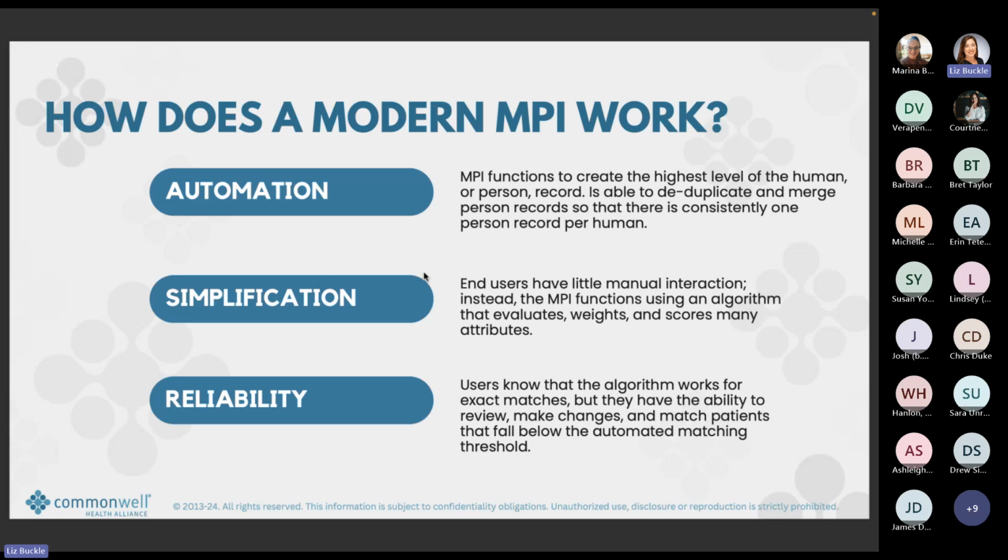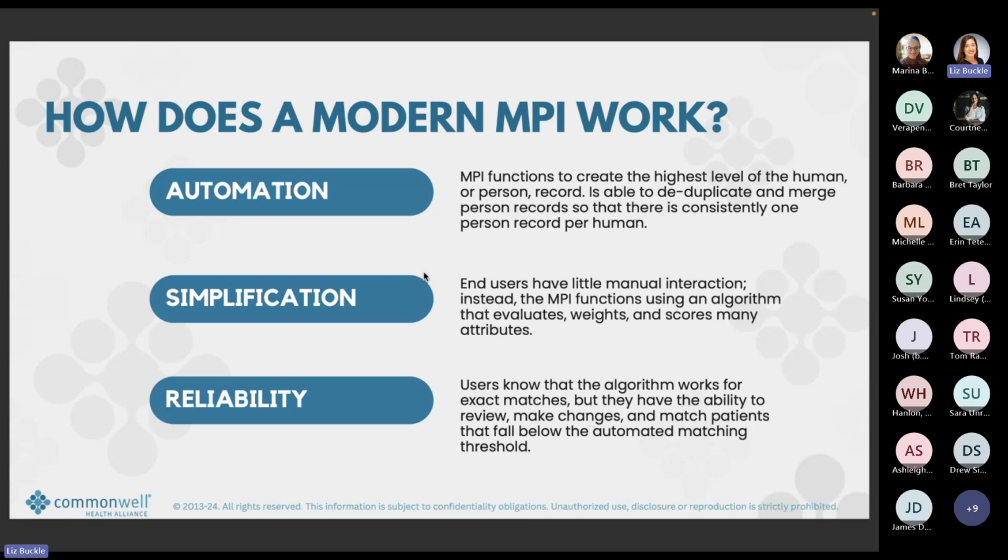It also is simple to some extent. Over the course of the past year to 18 months, we've been working to remove manual burden to the best of our abilities. So instead, the MPI is self-functioning and has its own evaluation and weights and scores of the various demographic attributes that come in, so that end users don't have a heavy burden to match patients. However, we also know that algorithms are never going to be 100%, and there are going to be instances where patient demographics are a near match, but not an exact match.